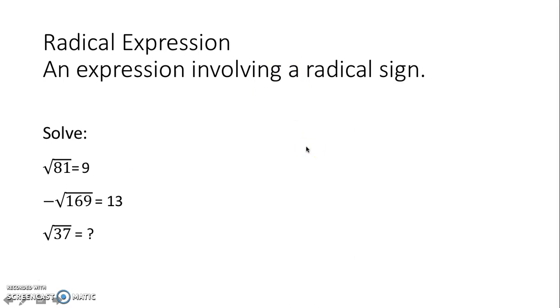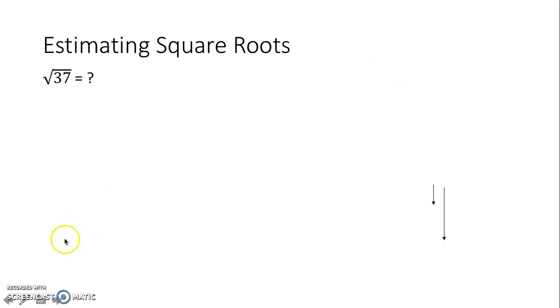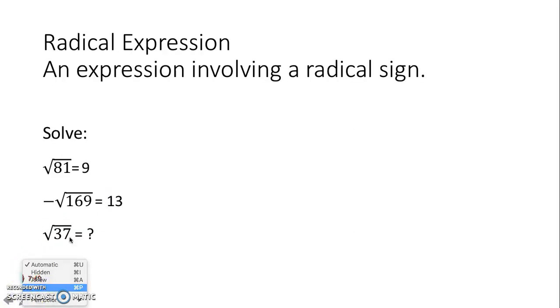Okay, so a radical expression is our next vocab word, and that definition is an expression involving the radical sign. So any expression involving the radical sign. For example, we're going to solve the following. The square root of 81 is a perfect square, and that equals 9. This one, the negative square root of 169, which is equal to, and I messed up, that should be negative 13, so let me just add the negative. There we go, negative 13.